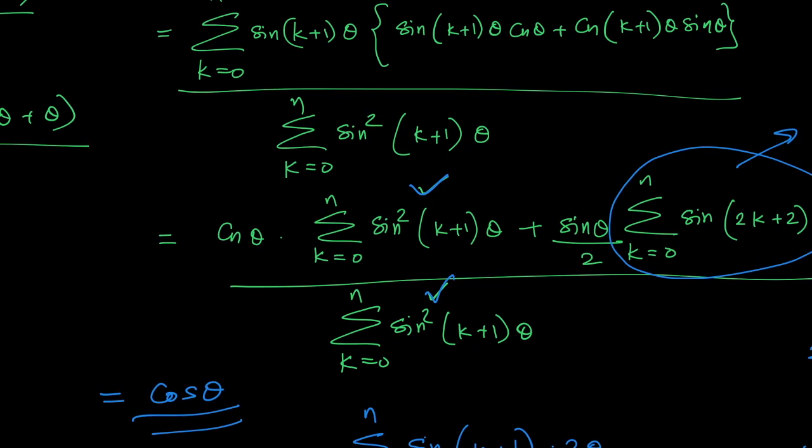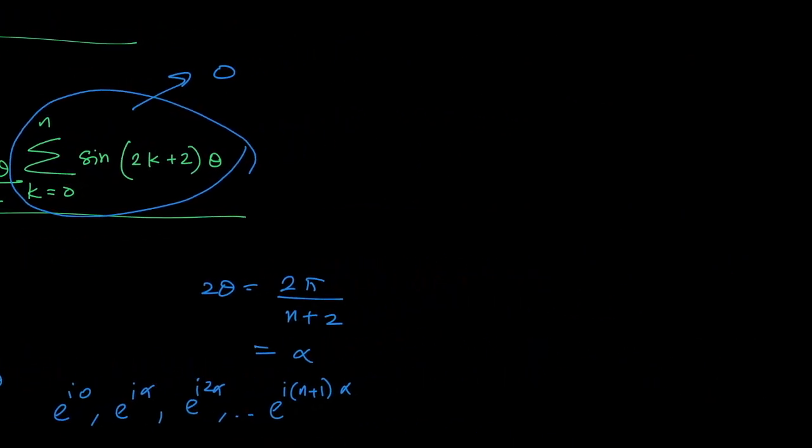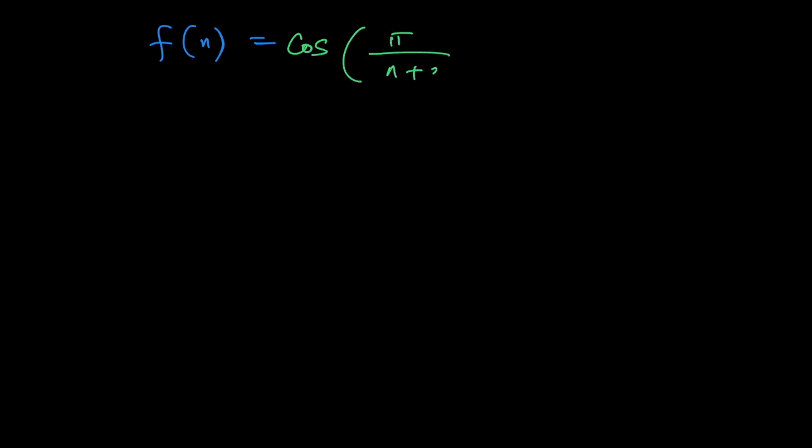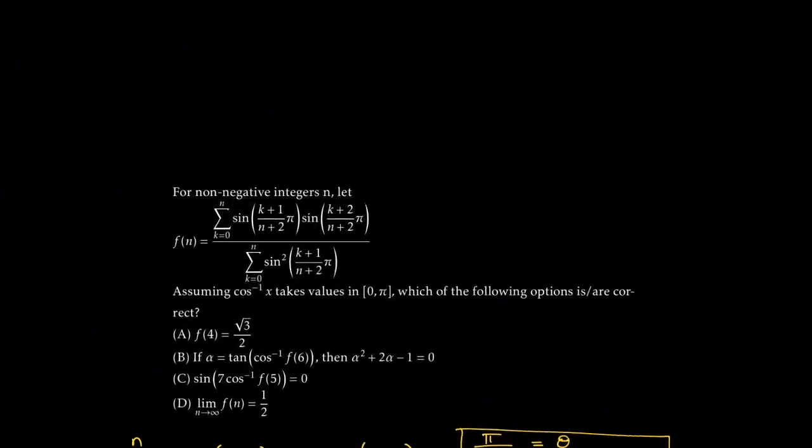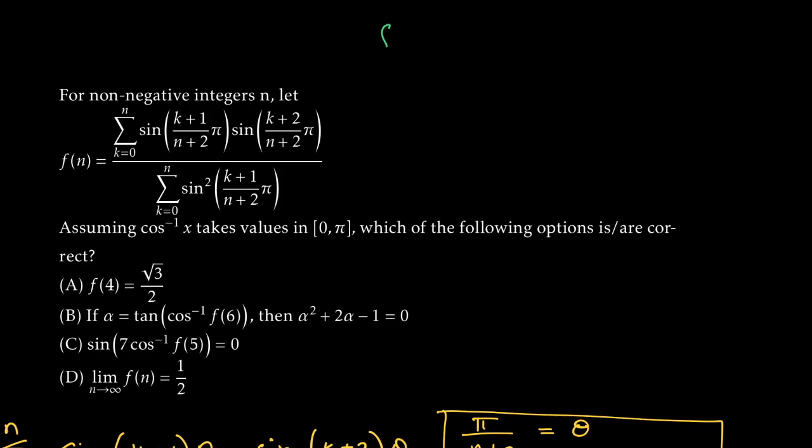So there are multiple ways to approach it, but you should be very thorough and very comfortable with using the sigma notation. You should know some standard results. You should know how to write complex numbers in polar form. You should have an idea about cube roots or nth roots of unity and things like that. Okay. Now once you have f of n as cos theta, and cos theta is nothing but cos of pi divided by n plus 2, the options are just a cakewalk, because once you have found that f of n is cos of pi by n plus 2, the options are very simple.